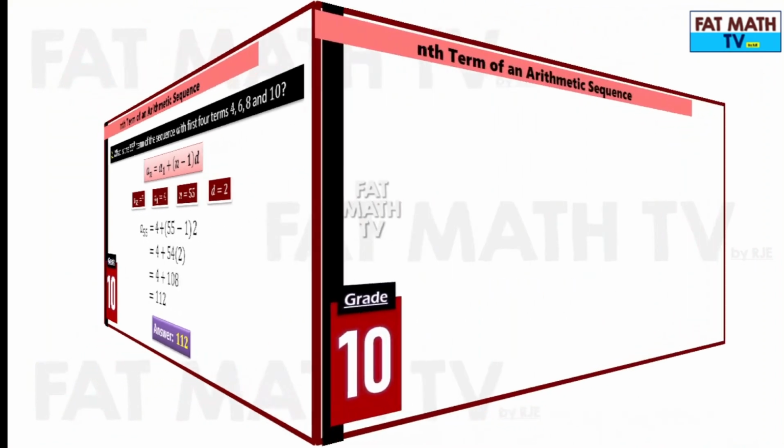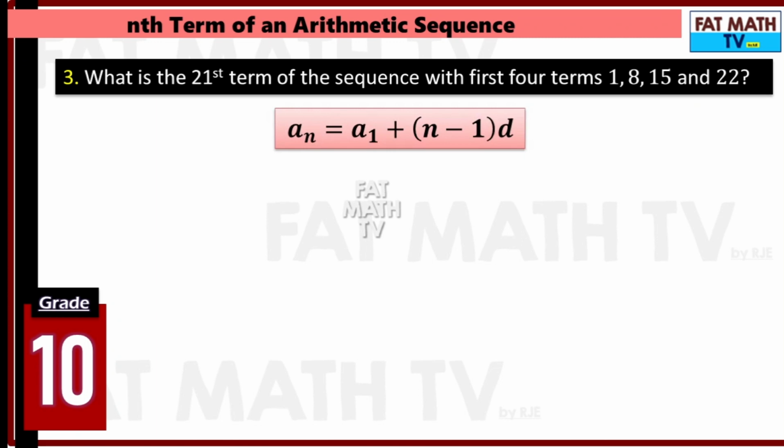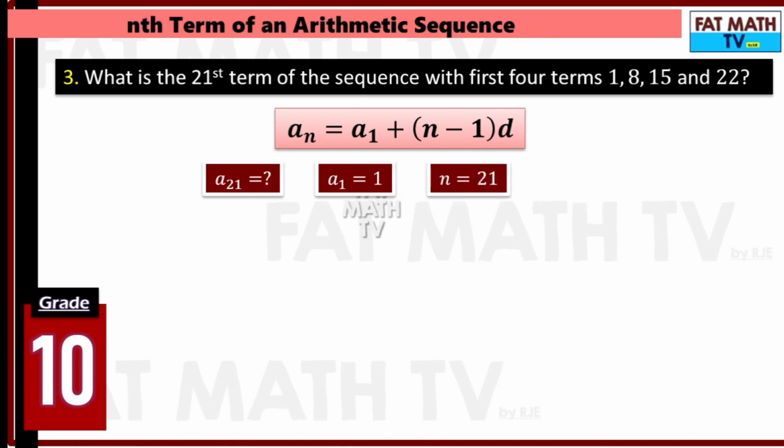Number 3. What is the 21st term of the sequence with first 4 terms 1, 8, 15, 22? So same formula. What is asked is a sub 21. First term is 1. N is 21 and d is 7. 7 is 8 minus 1. Or it can be 15 minus 8. Or it can also be 22 minus 15.